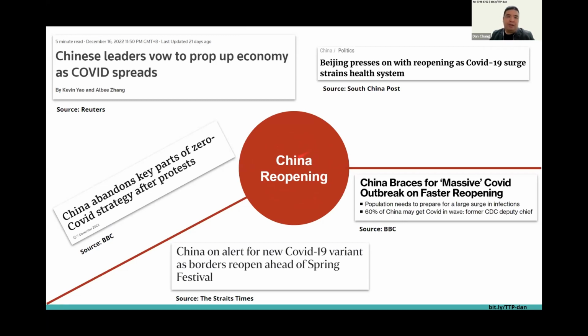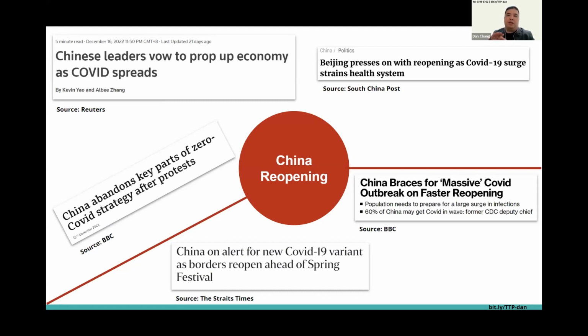Okay, why? First of all, as we can see from some news articles here, the Chinese leaders, specifically the CCP, have already vowed to prop up the economy. They actually stated it on the 16th of December, but they had said so way earlier, maybe in November. They already gave some hints.